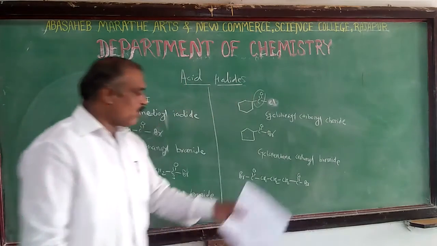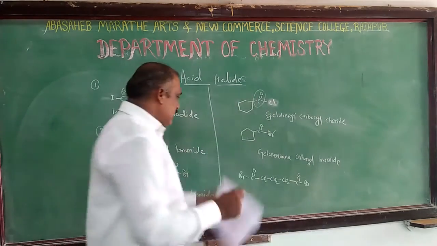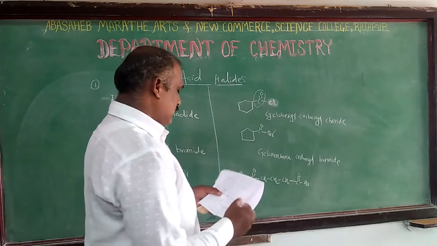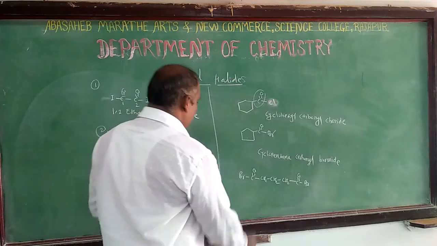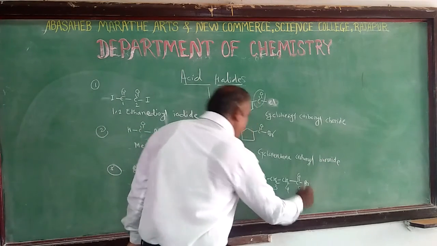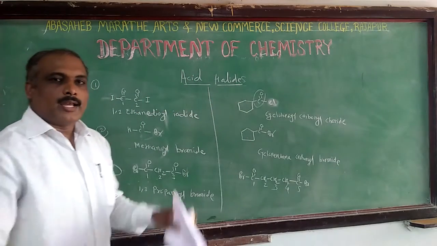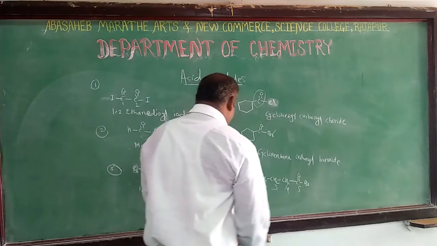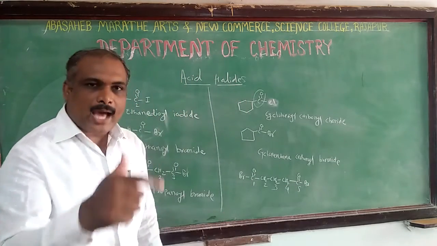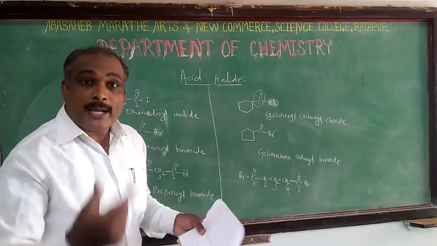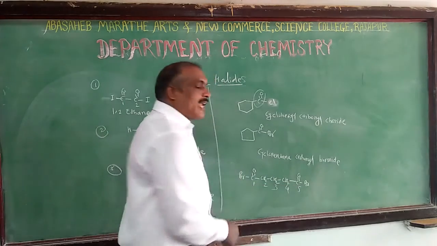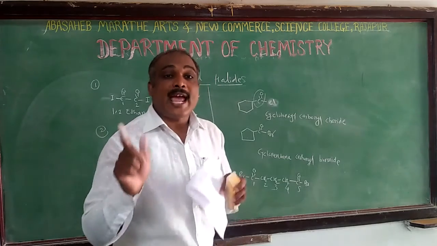What is the name? Firstly, we can write how many carbons are there. This is 1, 2, 3, 4, and 5 carbons. And therefore the name is given like this. Those both Br, like bromide, are replaced by OH. At that time, what is the name? Pentane dioic acid, right?